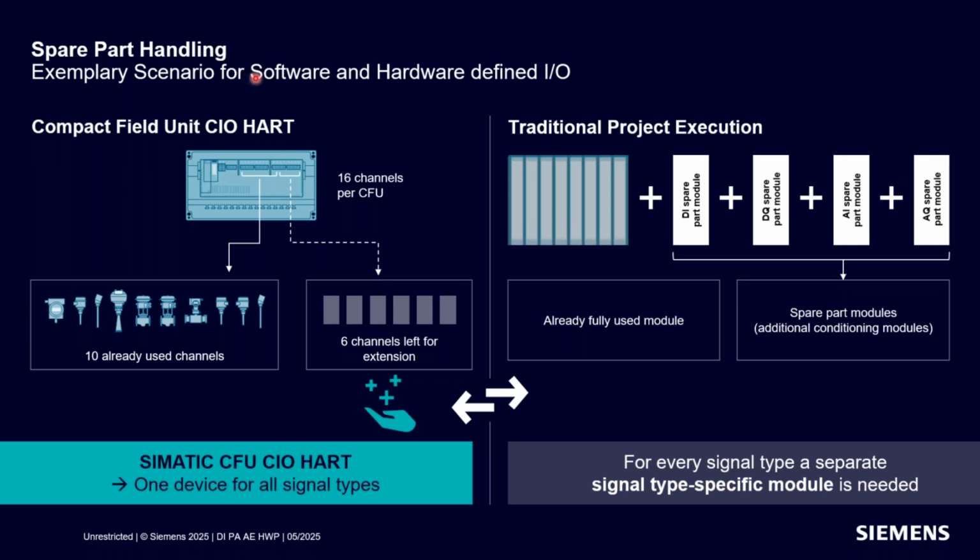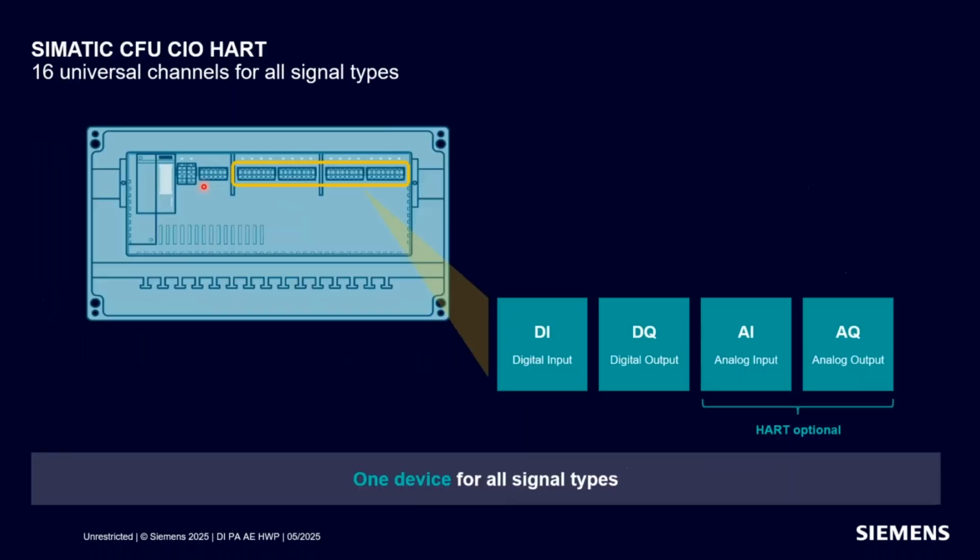If we now look at the CFU CIO HART, and we have this example that 10 channels are already used, we would have 6 channels left. Talking about our 16 channels, all of those 6 channels are left for extensions and are available for each signal type. So we don't need the signal type specific module, because we have one device for all those signal types. Also here, we see it again: we don't have any change on the hardware side. It's really just in the software design where it's decided which signal type each channel will be, one device for all those signal types.